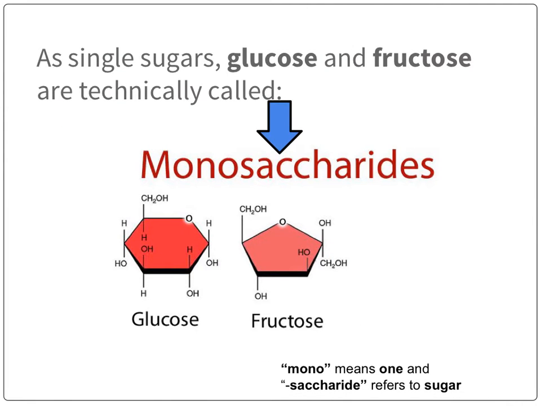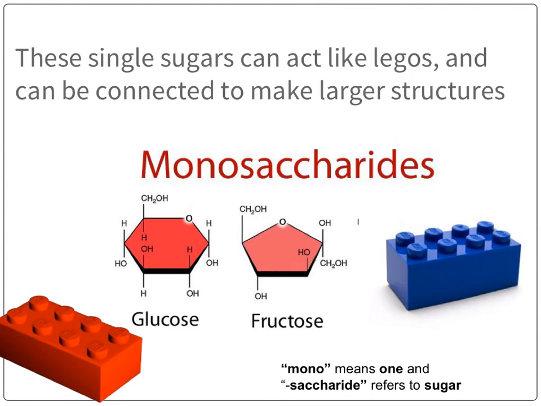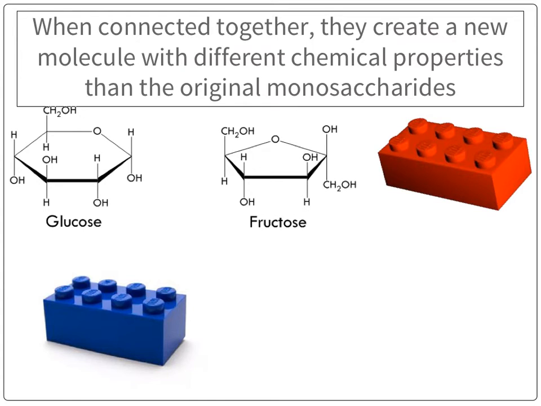Whether it is glucose or fructose, they are both technically called monosaccharides, and that is because they are a single unit of sugar. So whether it's glucose or fructose, when they are by themselves, separate, single units, they are called monosaccharides, mono meaning one. The interesting thing about these monosaccharides is they can actually be connected to one another, and once connected to each other, they can make larger structures.